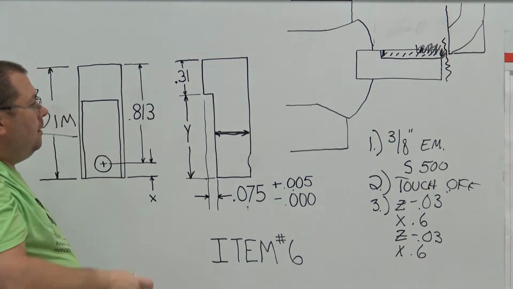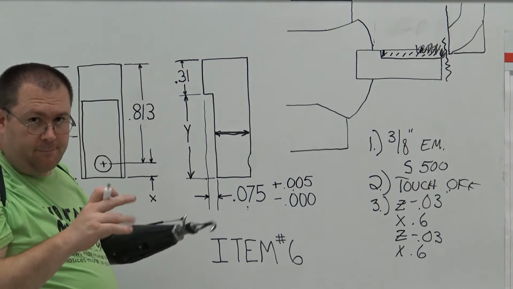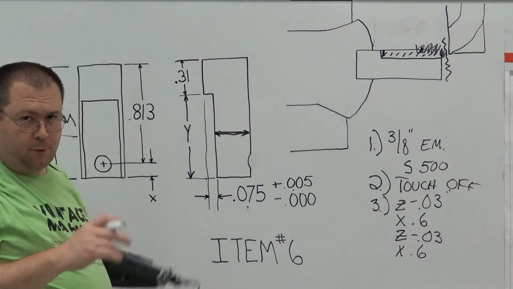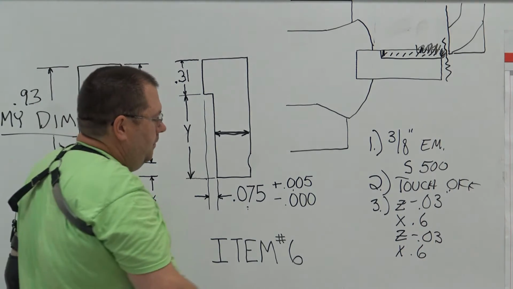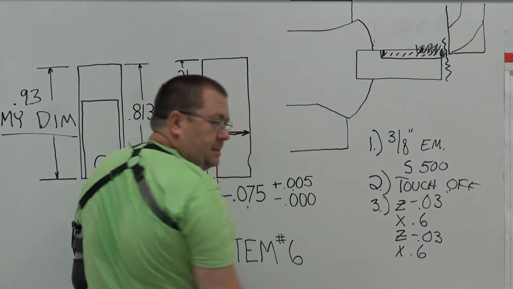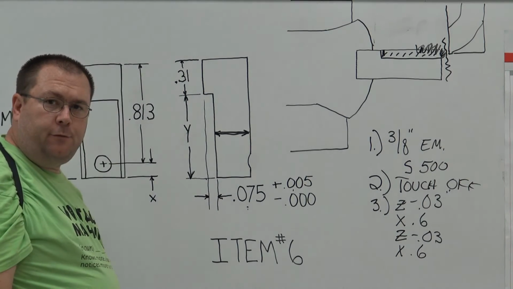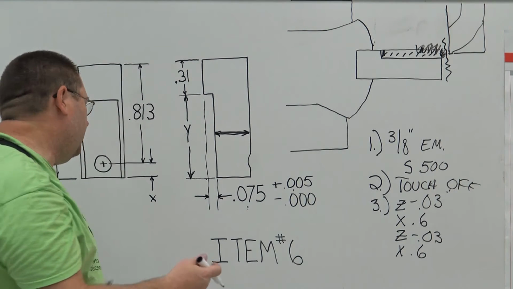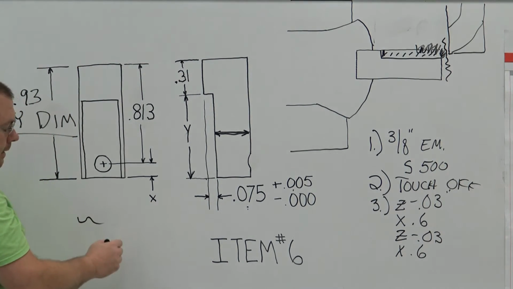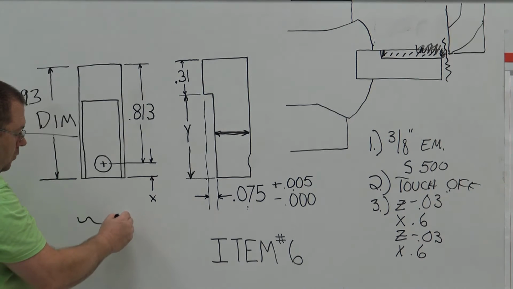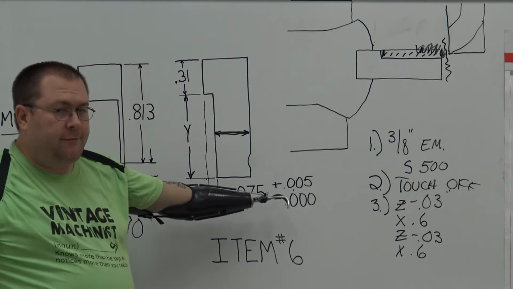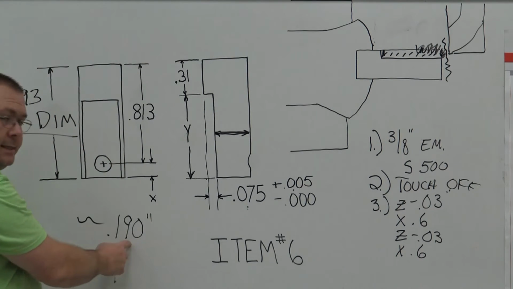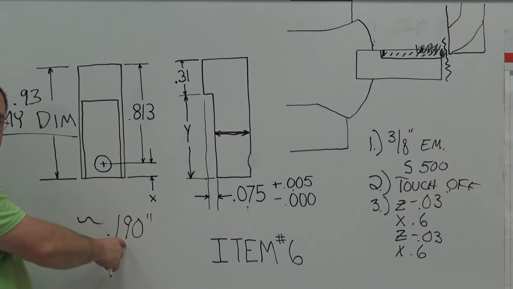Okay? Once I measure it, I have some number, and if all things are perfect in the world, what I'm going to measure is 60 thousandths less than the 250. So it should measure approximately 190, okay? And because I'm holding a 5 thousandths tolerance, I'd like to get this measurement within 1/1000th of an inch or so.